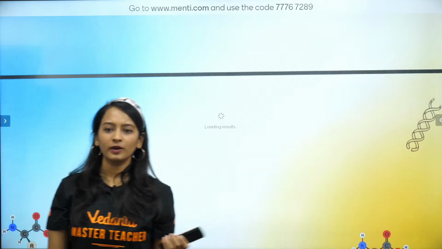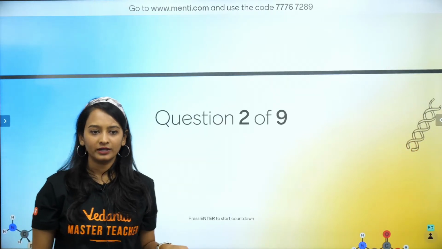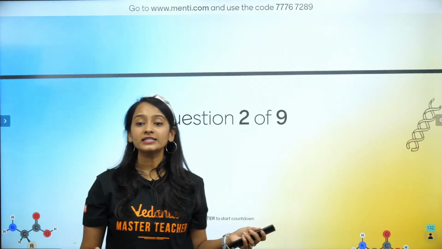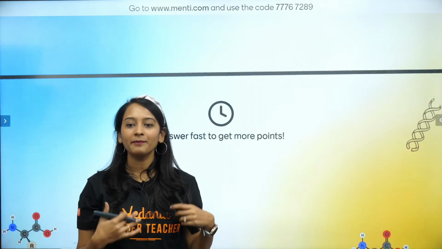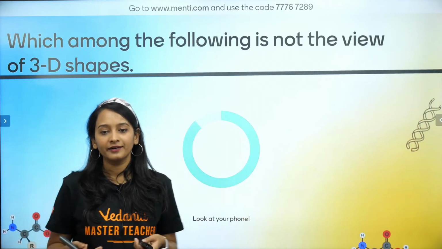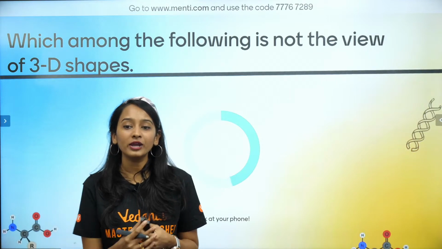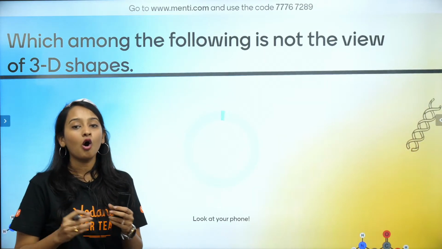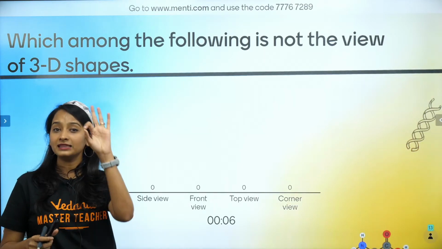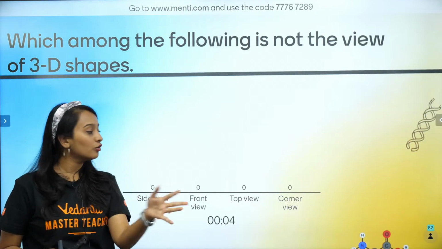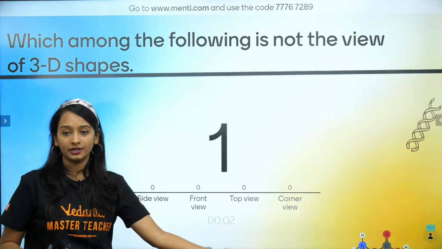Let's go to the second question and see if it's working. It's still loading. The second question has come. Okay, at least the question has come. We'll look at the leaderboard after this one, right? Which among the following is not a view of 3D shapes? 3D shapes have 3 views. I already told you. So out of these, which of them is not?